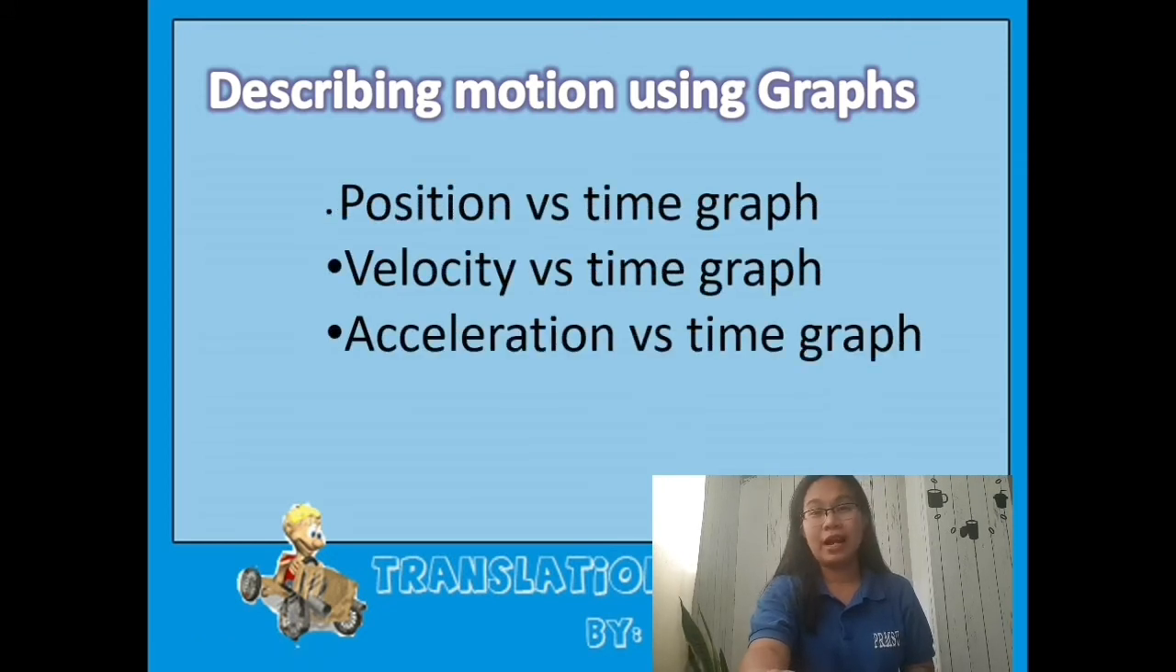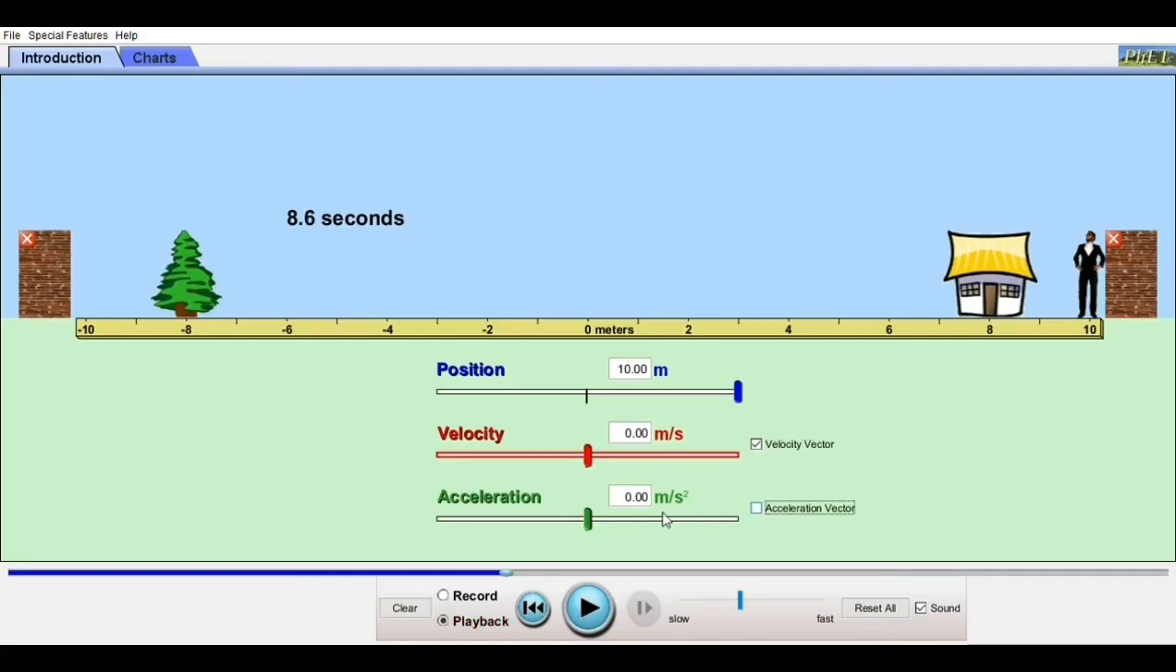We can also use a graph to describe the motion of the object. Later, I will show you the position versus time graph, velocity versus time, and acceleration versus time. Let's have an acceleration of 1, say from 0, and play. I want you to observe the arrow.